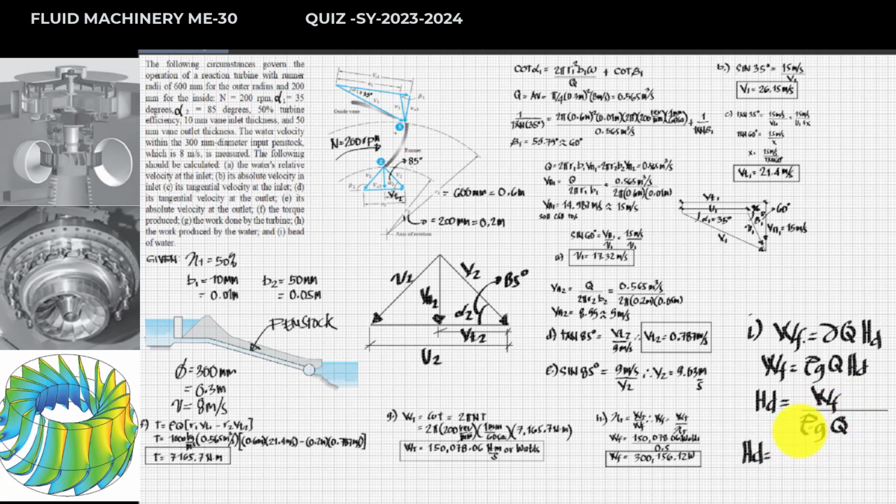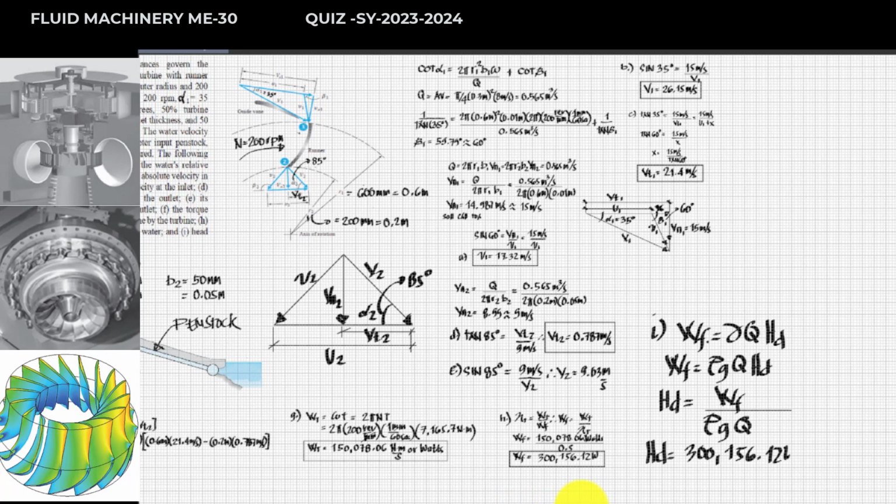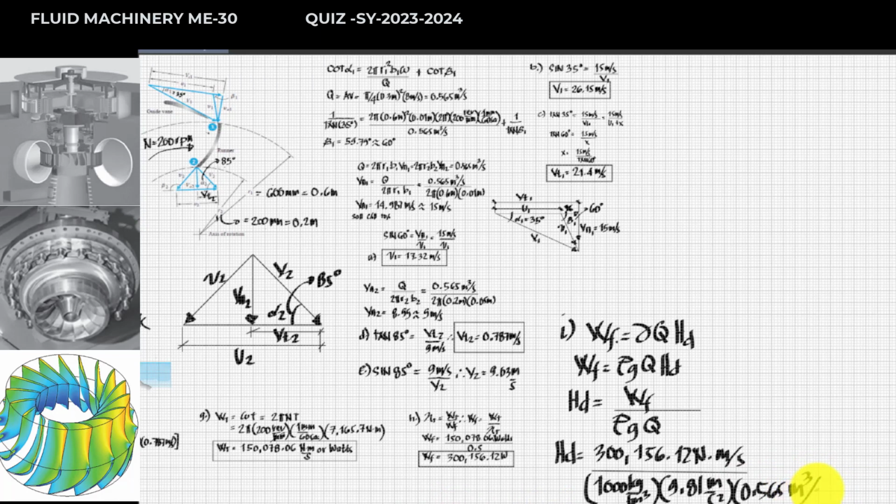Now for the head, let's substitute the values. This is 300,156.12 Newton meter per second, all over the value of my density, which is 1000 kilograms per cubic meter, multiplied by the gravity, 9.81 meters per second squared, and the volume flow rate is 0.565 cubic meter per second.